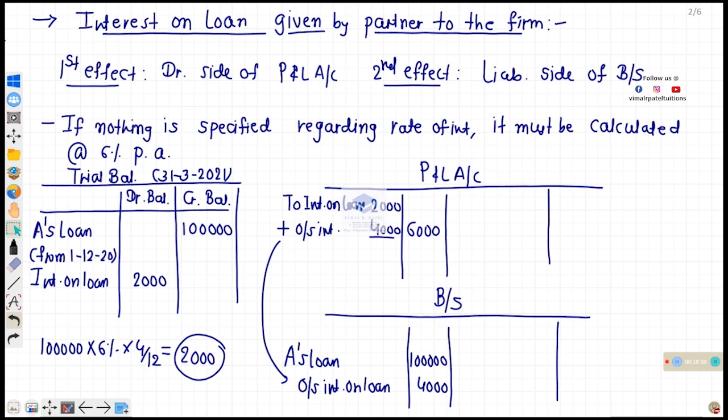Okay. Then next adjustment, goods destroyed by fire. If in the adjustment it is given that goods destroyed by fire 10,000 rupees, it will have two effects. First, it will be subtracted from purchase, goods destroyed by fire 10,000. Second effect, on the debit side of profit and loss account, loss by fire.